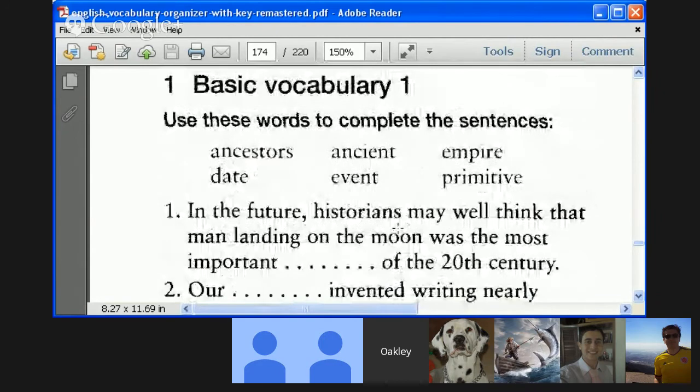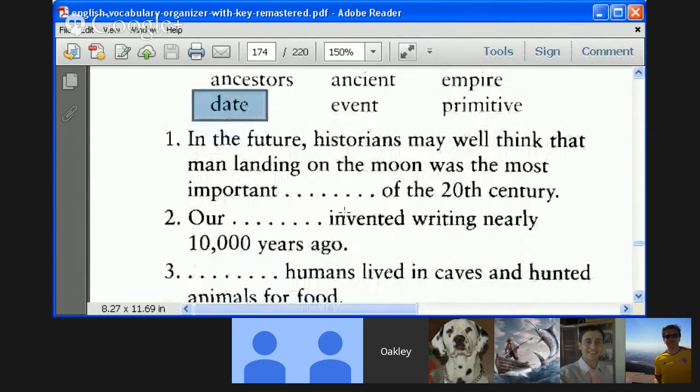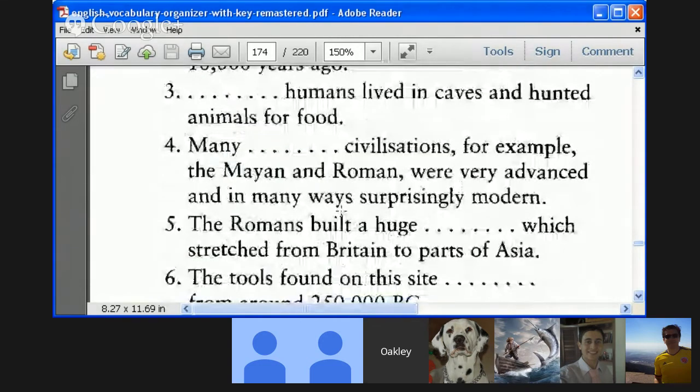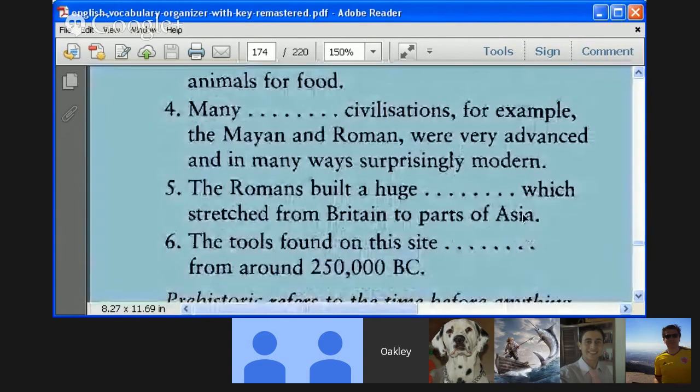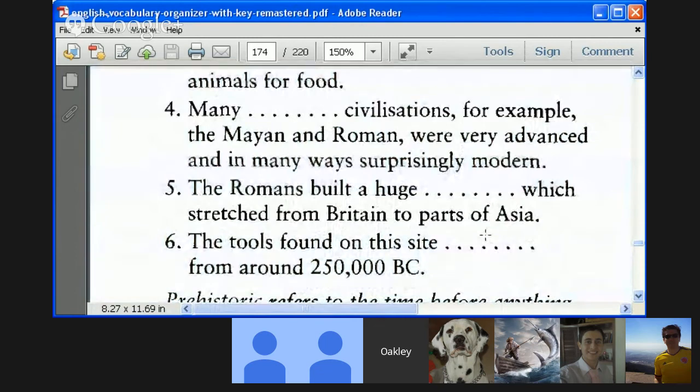Okay. This is a common phrasing to talk about how old something is, especially if it's really old. I'll give it to you. They date from 250,000 BC. Okay. They date from 250,000 BC. This is a common way to talk about particularly old things.